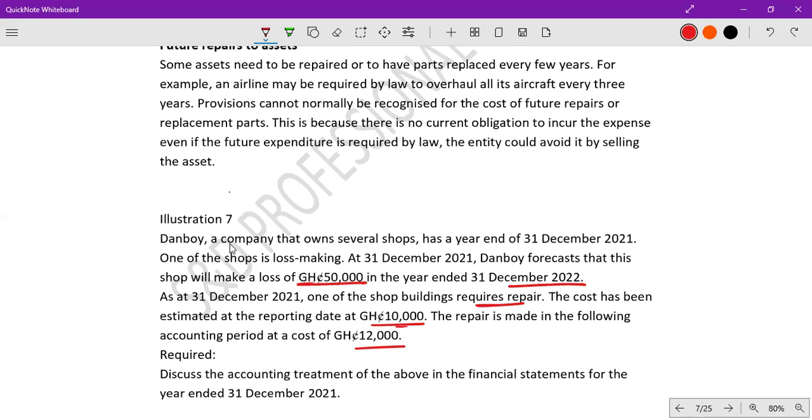12,000. So Danbo forecast that this shop will be making a loss of what? 50,000. How are we going to do this? Do we make provision for future losses?